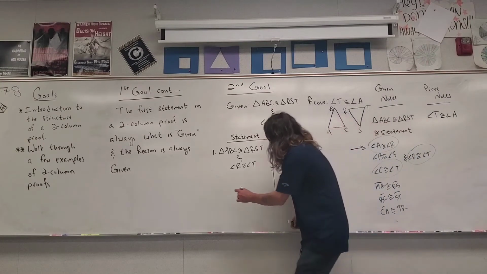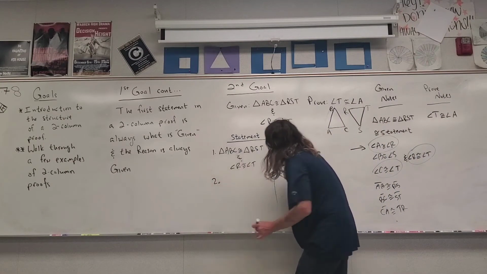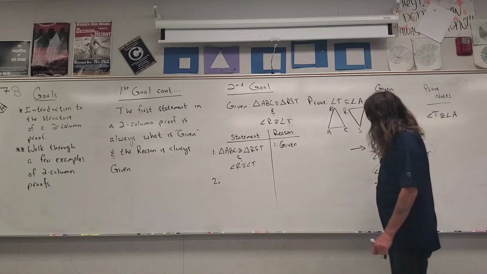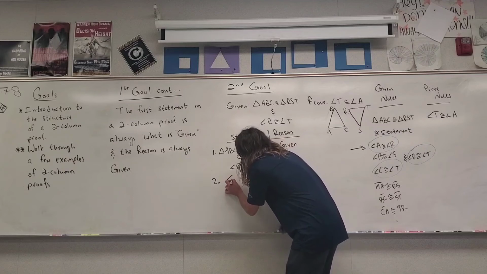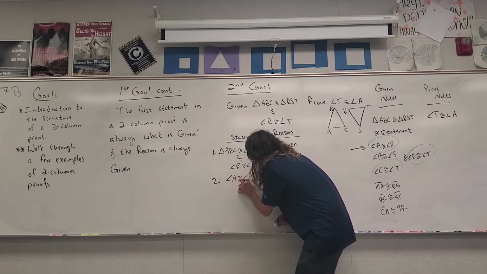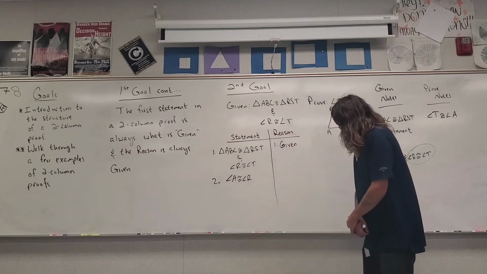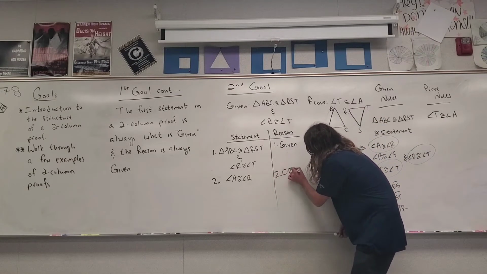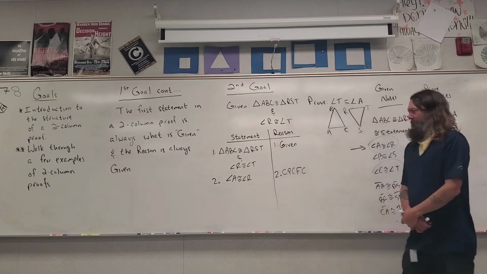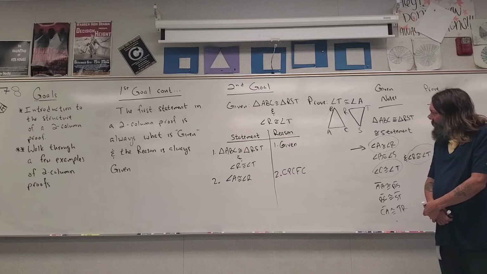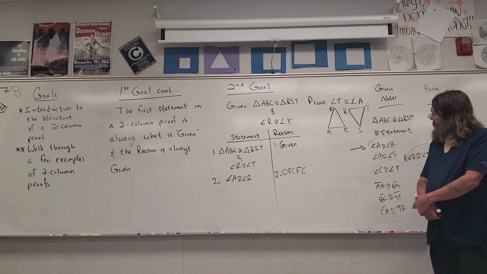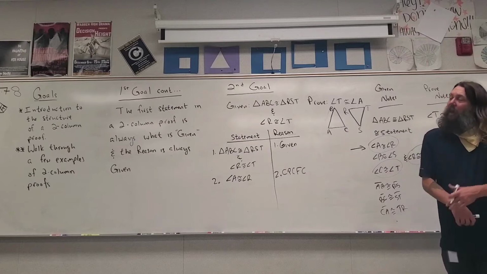Alright, so my second statement in my argument is going to be that I can say that angle A is congruent to angle R. And this is true because the corresponding parts of congruent figures are congruent. Okay, so I have that. And again, I've created a situation where I can use a transitive property.